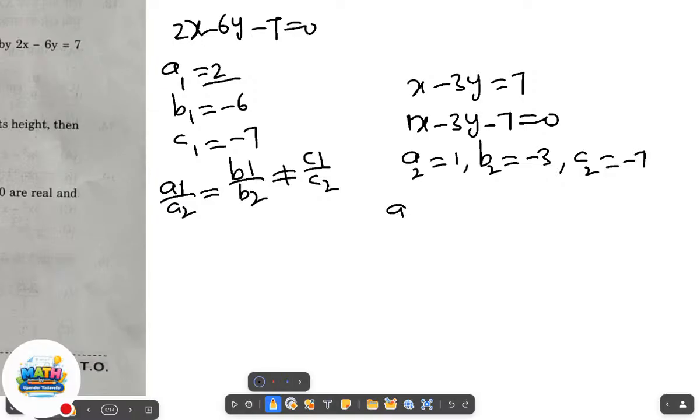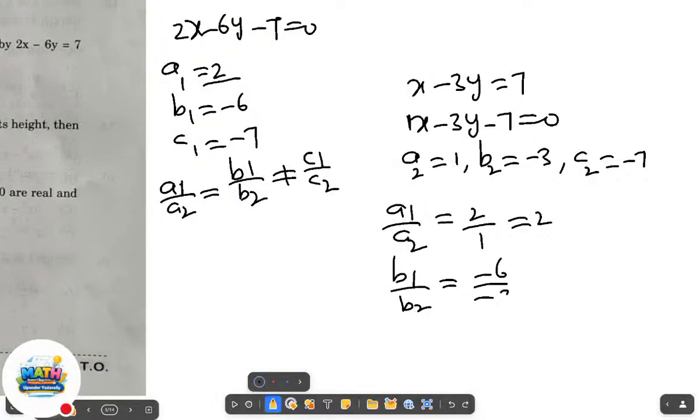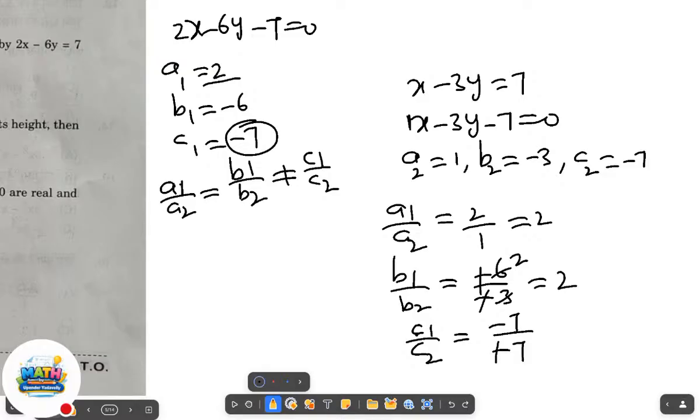Now let's check a1 by a2. So a1 is 2, a2 is 1, so 2 by 1 is 2. Then b1 by b2: b1 is minus 6, b2 is minus 3, so minus minus gets cancelled, 3 ones are 3, 3 twos are 6, so it is also equal to 2. Now c1 by c2, here c1 is minus 7, c2 is also minus 7, minus minus gets cancelled, 7 by 7 is 1.